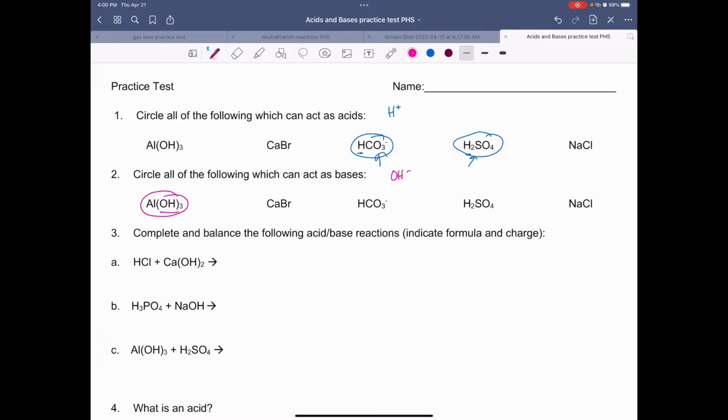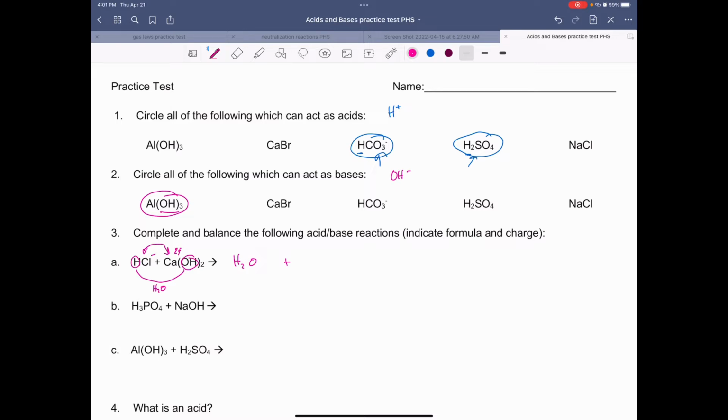Number 3, complete and balance the following acid-base reactions. Okay. So here we have hydrochloric acid plus calcium hydroxide. So remember that they will always form a water. And the salt is these two things. Because remember, the water is formed from this and this coming together. That's what forms the water. So the Cl- and the Ca2+, that's what's going to form the salt.